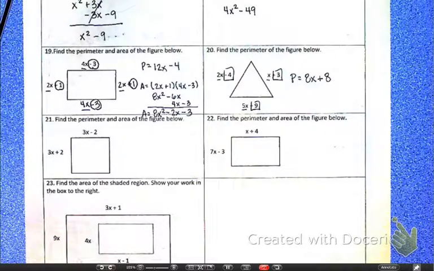Okay, I want you to take a second and try number 21. You're finding the perimeter and the area. So I'm going to give you a second. I want you to try number 21.